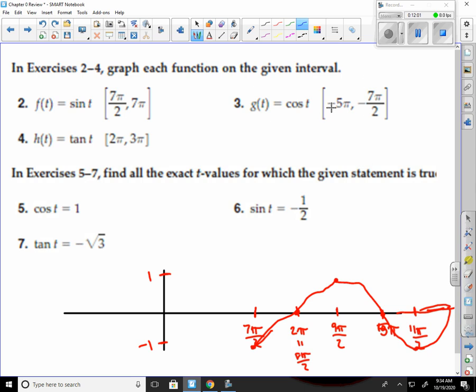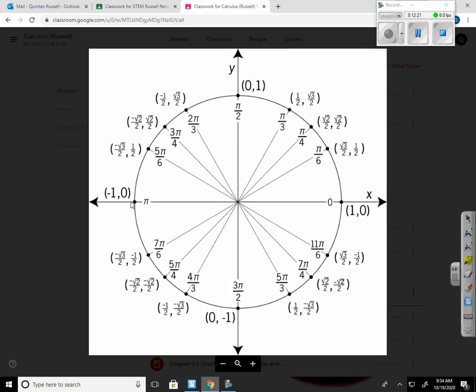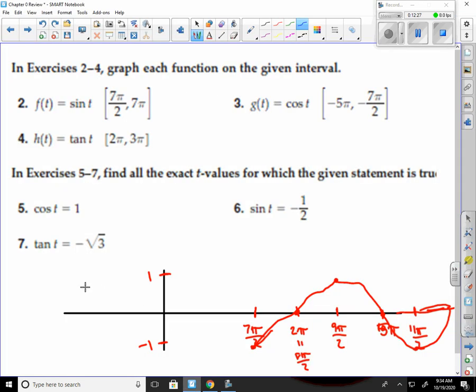Same thing here. This is a long one. Basically, you have to go back to cosine of negative 5 pi. The important part is finding that on your unit circle. So it's negative pi, negative 2 pi, negative 3 pi, negative 4 pi, negative 5 pi is back at negative 1. So my y would be negative 1 at negative 5 pi. And then I'm just moving along.